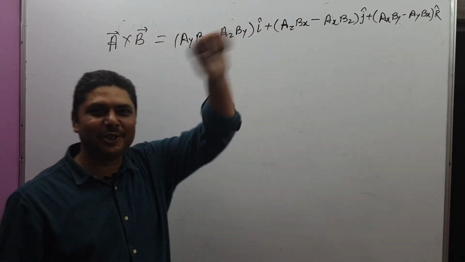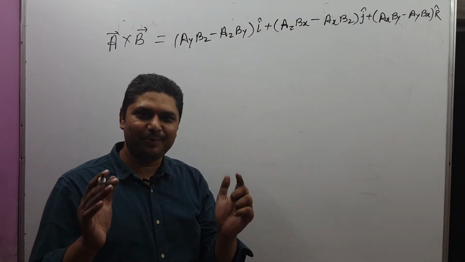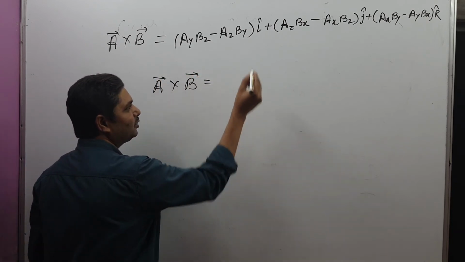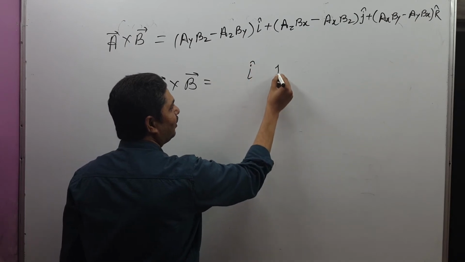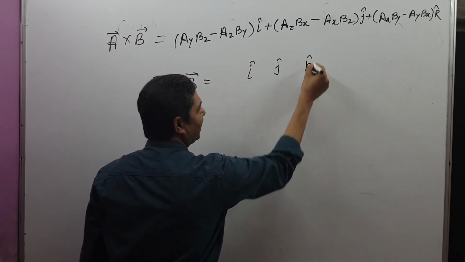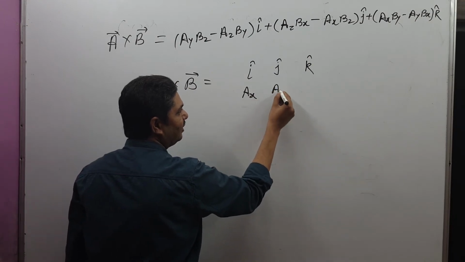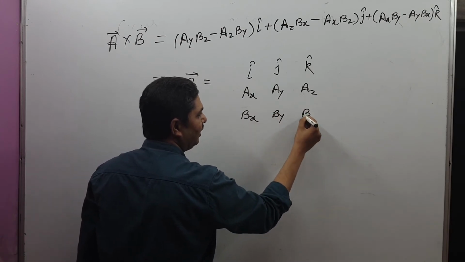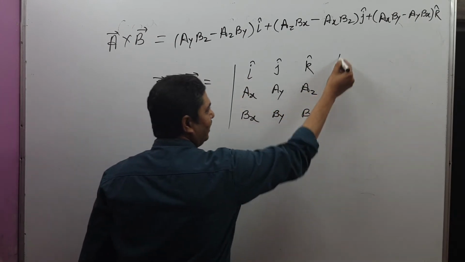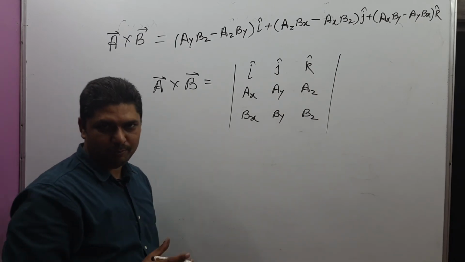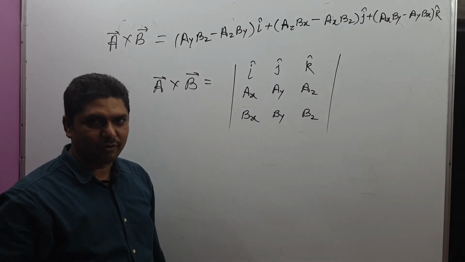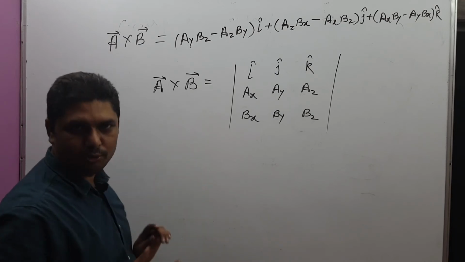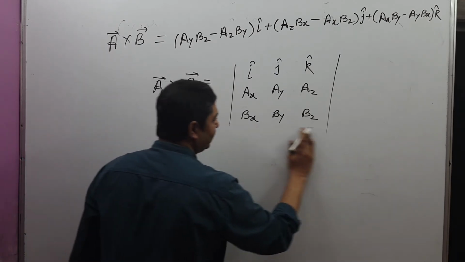This long expression can be written in short form like this. A cross B is equal to the determinant with rows I cap, J cap, K cap; AX, AY, AZ; BX, BY, BZ, and give a line here. This is said to be determinant form. So how are we going to solve the determinant form? Let us see the way of solving using determinant form. This can be solved like this.